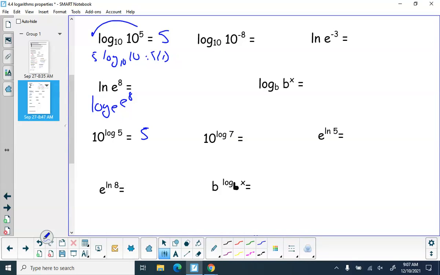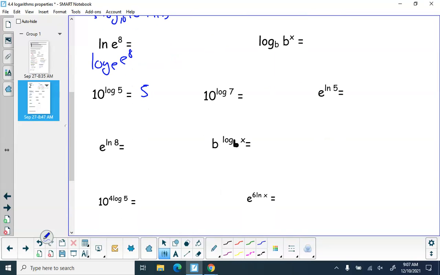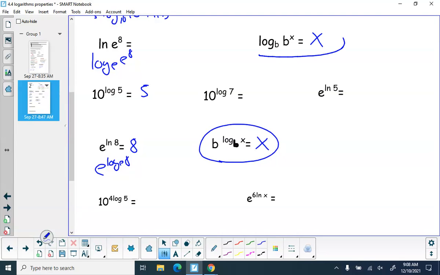If I have natural log, this is log base e of 8, and I take e to the ln of 8, they should cancel each other out to give us back 8. So in general, if I have b to the log base b of x, they should cancel each other out to be x. They undo each other. Or log base b of b to the x, this should give us back a value of x.